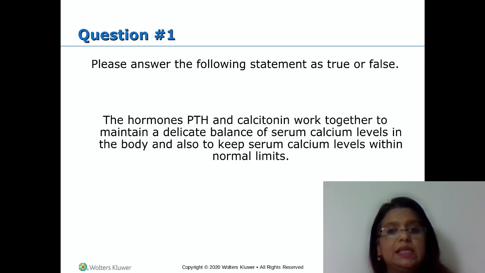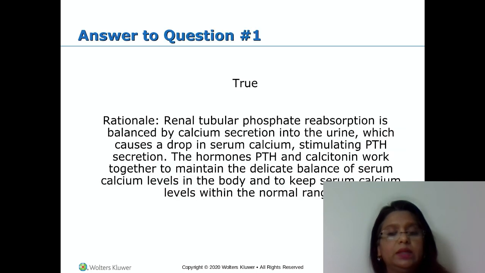Question number 1. Please answer the following statement, true or false. The hormones parathyroid hormone and calcitonin work together to maintain a delicate balance of calcium levels in the body and also to keep calcium levels within the normal limit. True. They work hand in hand.